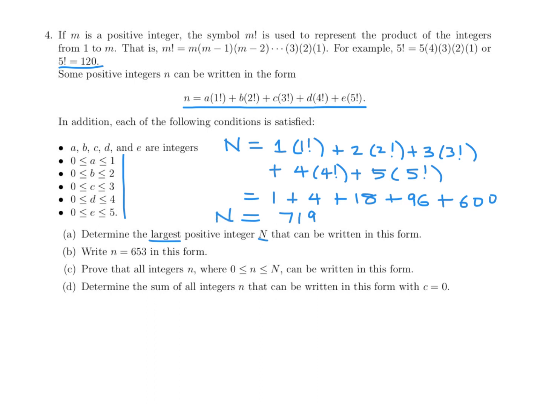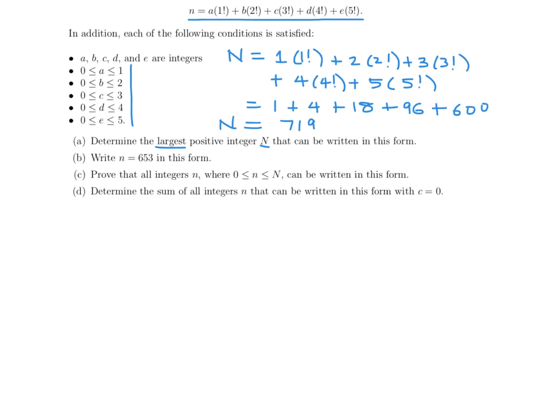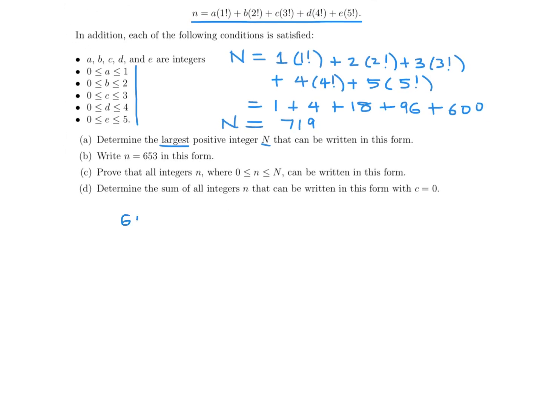Part B, write n equal to 653 in this form. All right. 653. Okay. So I think with this one, instead of the 1 factorial, I'm just going to write 1. Instead of the 2 factorial, I'm just going to write 2, which is what it's equal to. C, 3 factorial is 6. D, 4 factorial is 24. And E, 5 factorial is 120. So that's basically the equivalent.